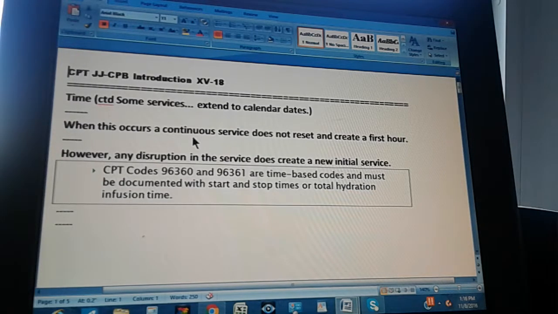And then we have this little footnote about time-based codes that you can read, and that's our theory for today. Now let's do a problem.